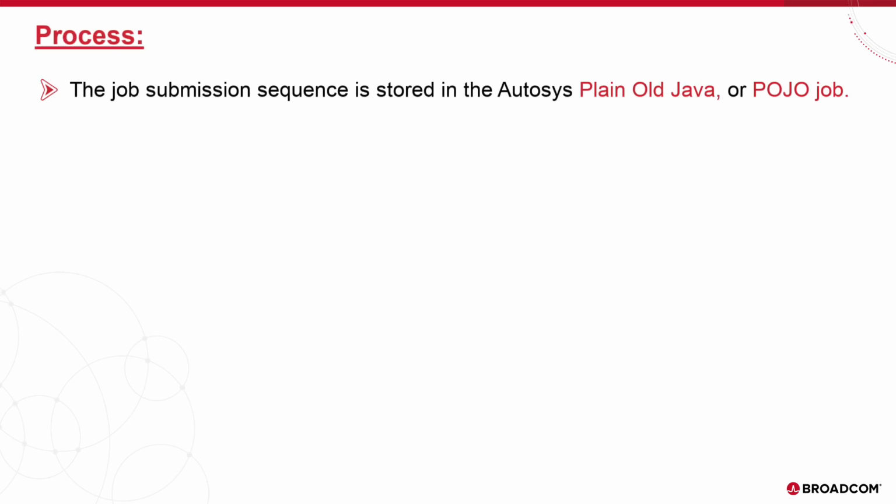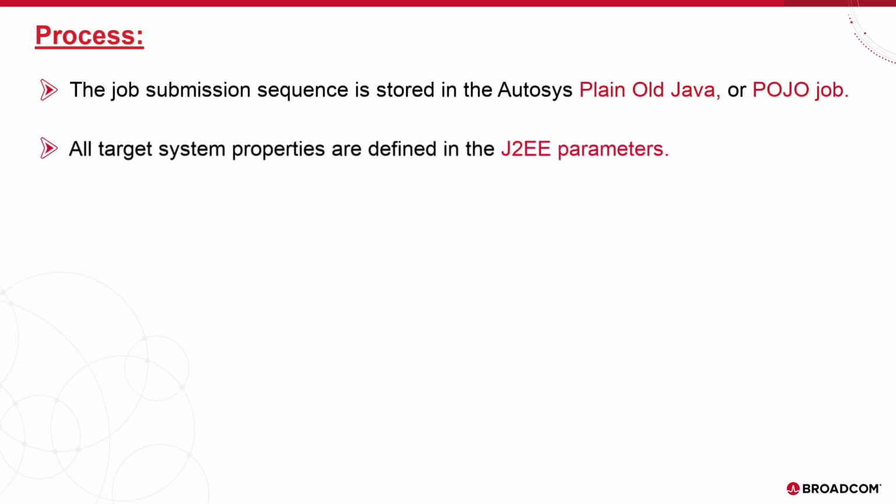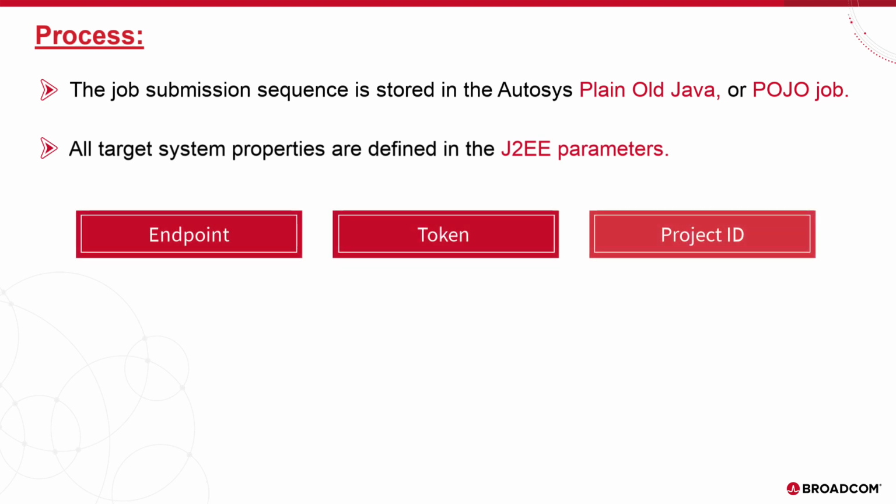The job submission sequence is straightforward, with all job definition properties stored in the AutoSys plain old Java object, POJO job. Target system properties, including endpoint, token, project ID, and other execution parameters, are specified in the J2EE parameters. These parameters may vary depending on the authentication method used. Let's look at the sequence of execution.